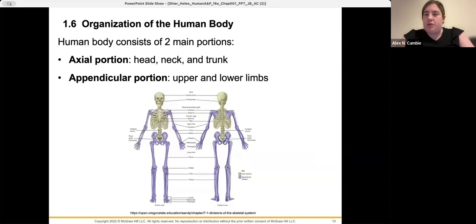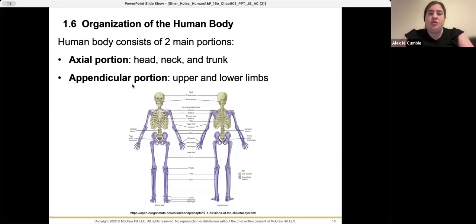Hello, welcome to part two of chapter one, where we'll start to go into regional anatomy and directional terms and body planes. So lots of terminology in this section, worth taking notes on or making flashcards for this terminology.